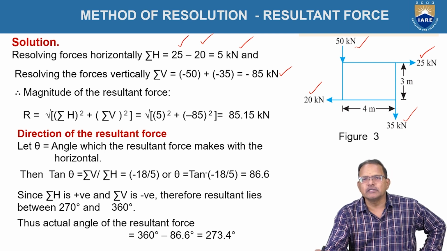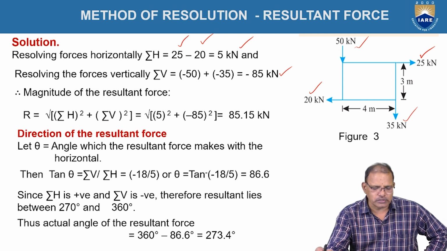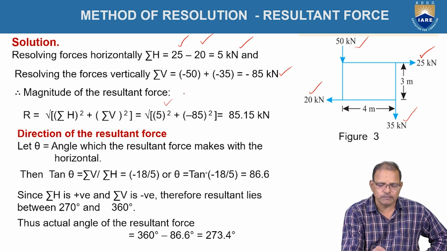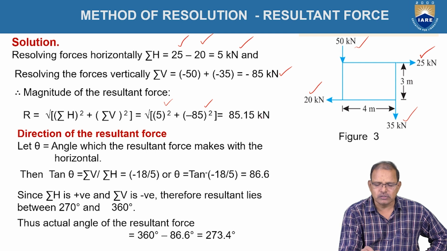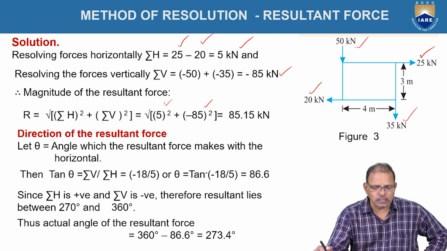The magnitude of the resultant force is equal to under root of sigma H whole square plus sigma V whole square, which is equal to 5 whole square plus minus 85 whole square under root. It is equal to 85.215 kilonewtons. Okay, it is treated as the resultant of the four forces which are acting along the edges of the rectangle.